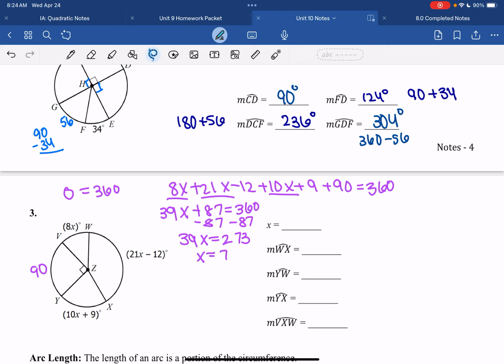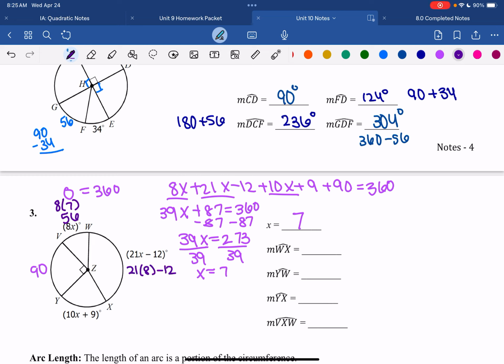Divide by 39. Here, let's show that in there. So x is equal to 7. Now, let's plug that 7 in to find these different measures. 8 times 7, get 56. 21 times 8 minus 12. You get 156.